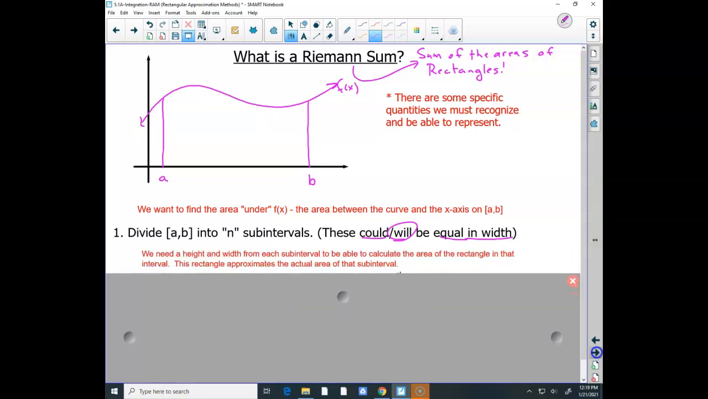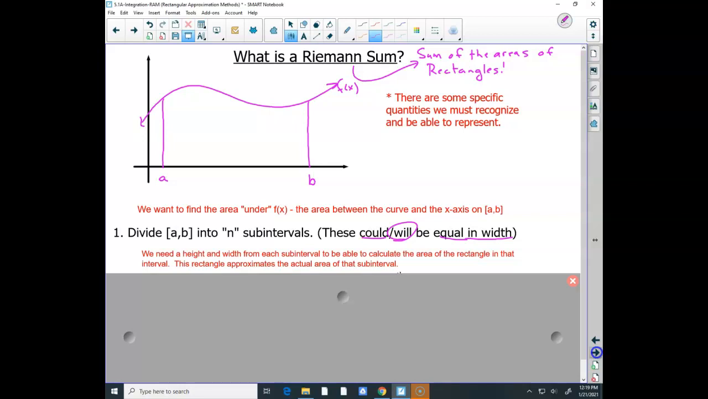Well, why are we dividing it into subintervals? Well, we need a height and a width from each subinterval to be able to calculate the area of the rectangle in that interval. This rectangle approximates the actual area of the subintervals. Well, what do you mean?